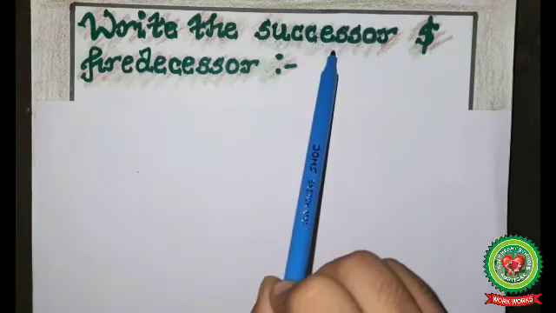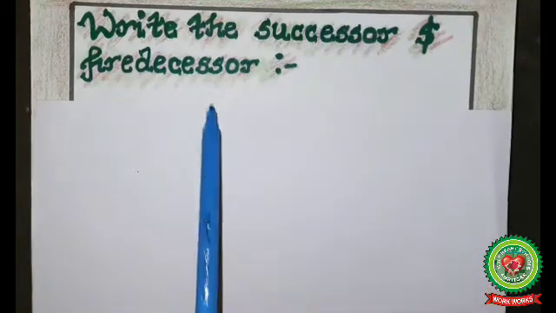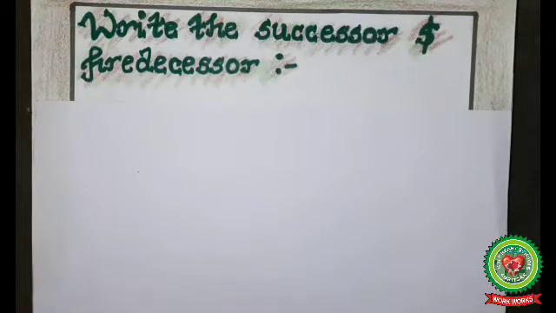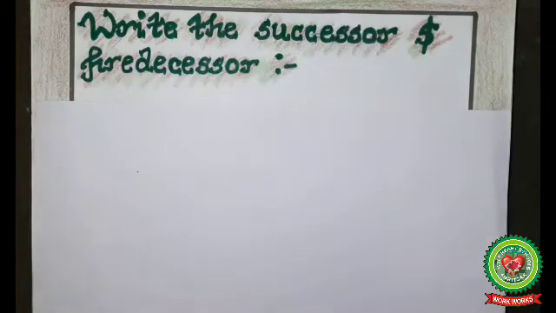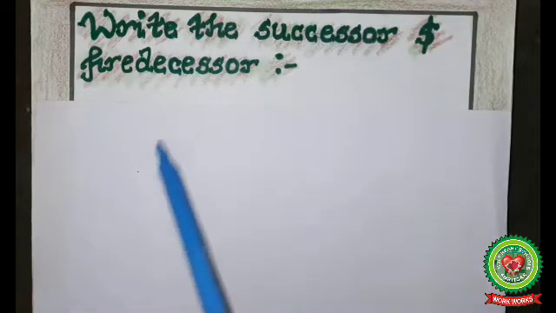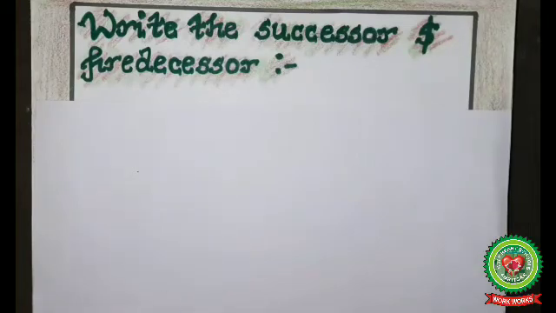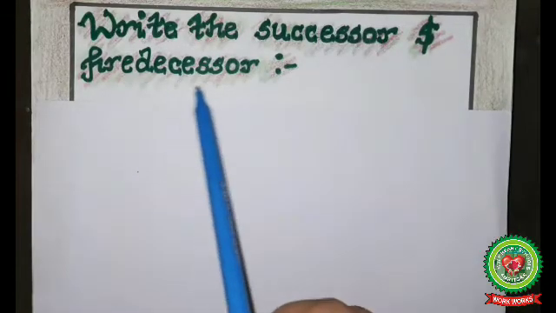Write the successor and predecessor. Now students, what is the meaning of successor? Successor means the number that comes just after a given number is called its successor. Now, what is the meaning of predecessor? Predecessor means the number that comes just before a given number is called its predecessor.